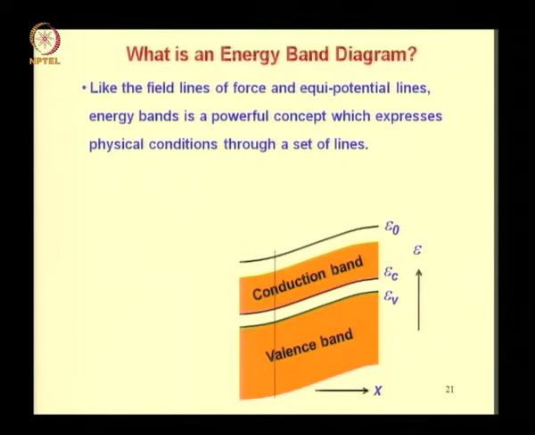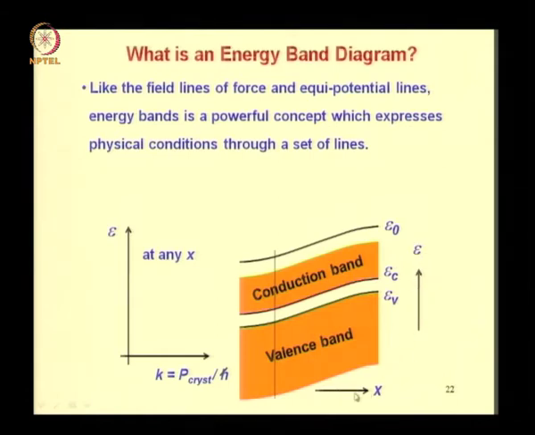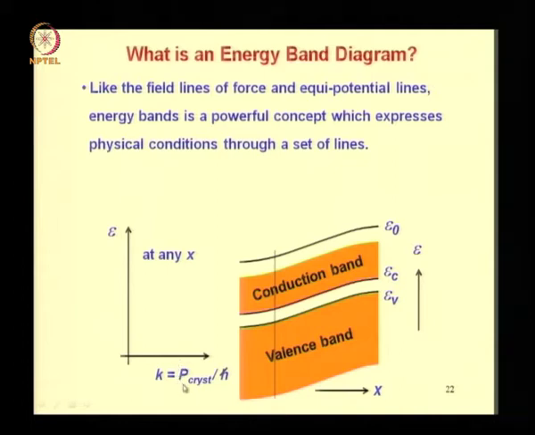You could draw another set of lines giving more information about the behavior of electrons in a crystal. Now this is called an EK diagram. As against an EX diagram, where you plot allowed energies for electrons as a function of spatial distance, in this diagram at any x such as this x, you are plotting the allowed energies as a function of what is called the momentum of the electron in a crystal. Now this momentum is called the crystal momentum.